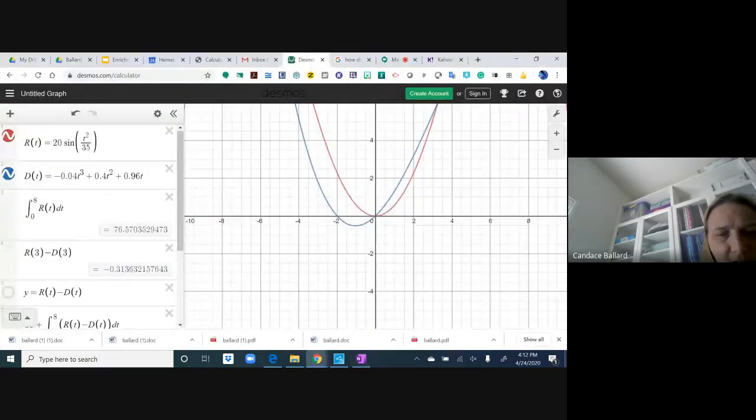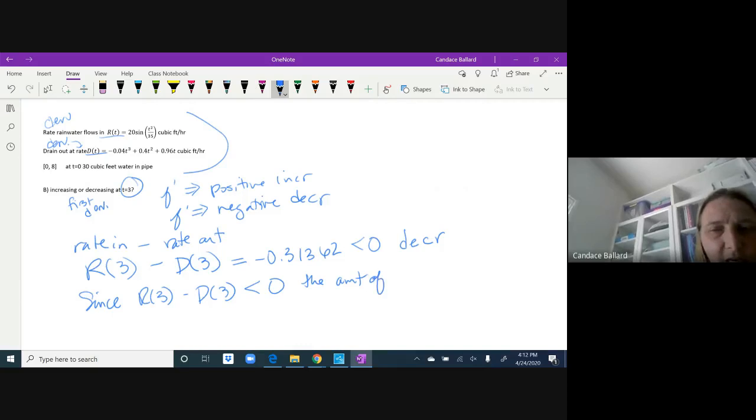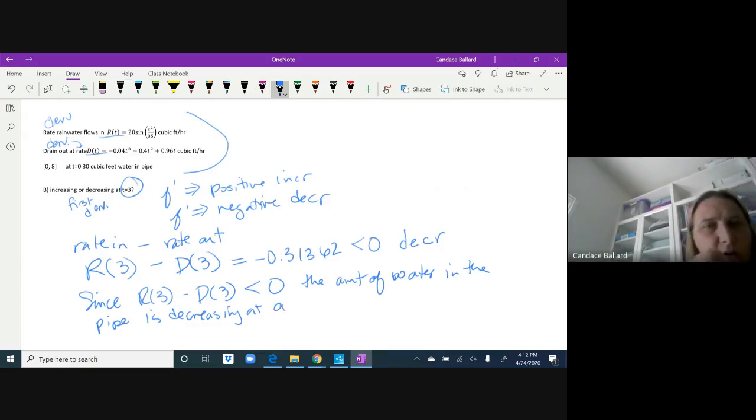So I'm going to say something like, since R of 3 minus D of 3 is less than 0. That's a fancy way of saying that when we subtracted the rate in minus the rate out, it came out negative. The amount of water in the pipe, all I'm doing is restating the question stem, is decreasing at t equals 3 hours.